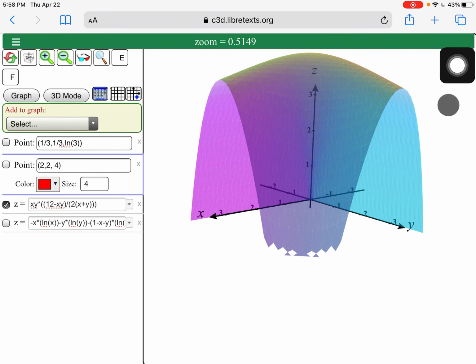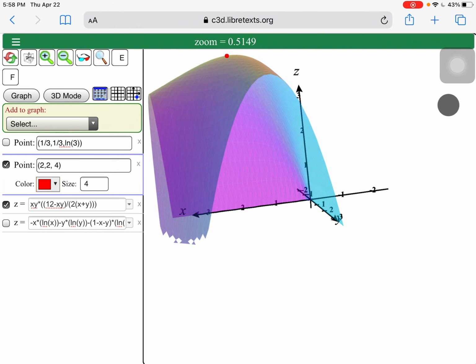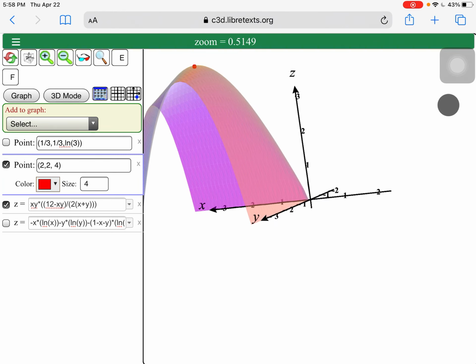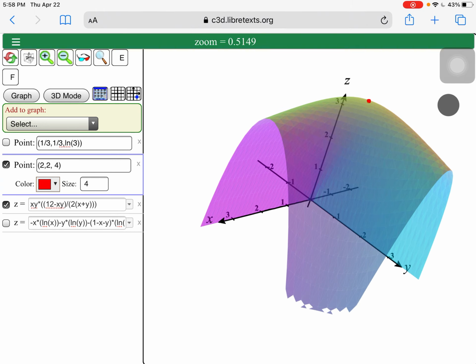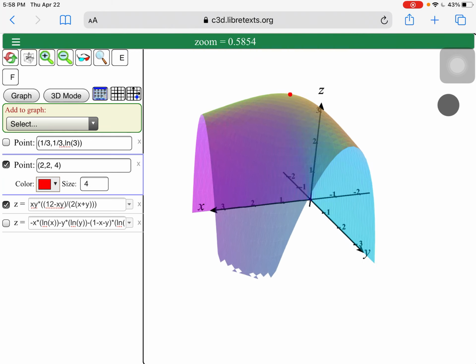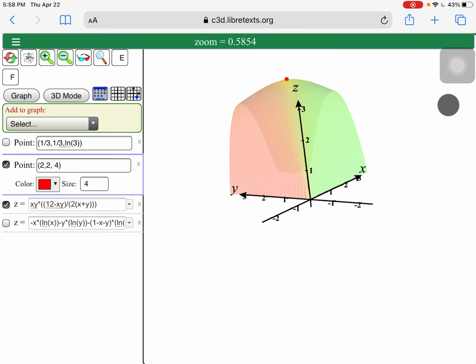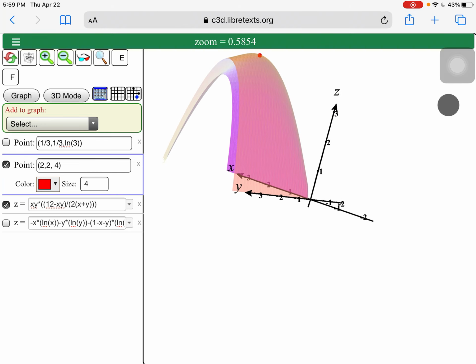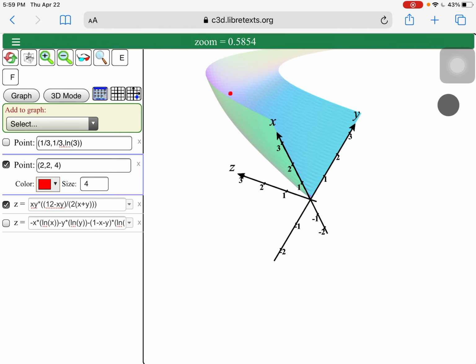So let me now activate the point 2, 2, 4, and you can see it just pops up right at the very tip top of this surface. And you can move around and see that this is indeed at the top, the largest z value here. So you can look at it from all sorts of different perspectives. That is the largest value, the absolute maximum that we found.